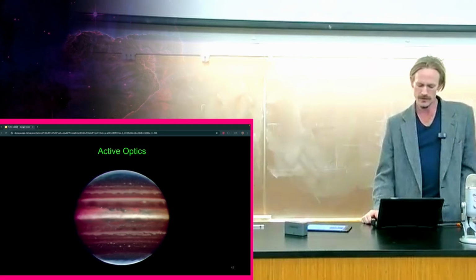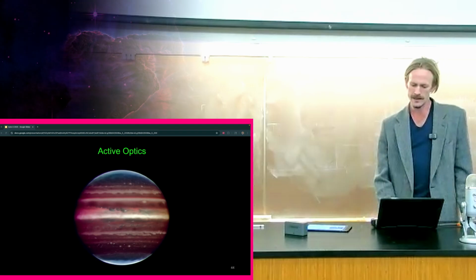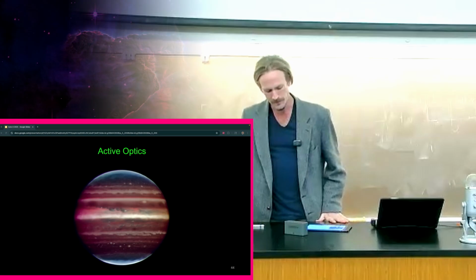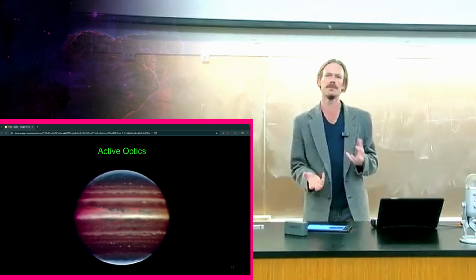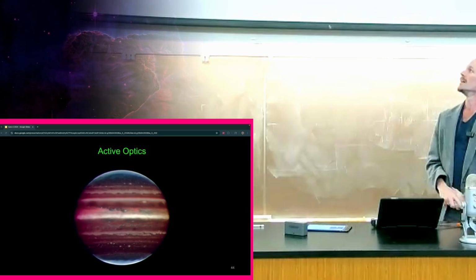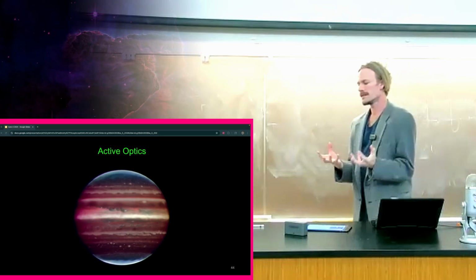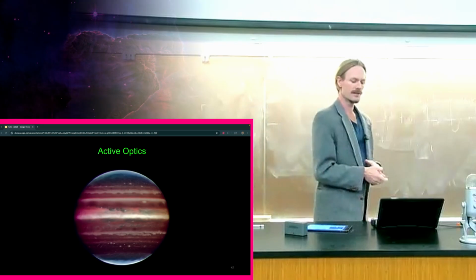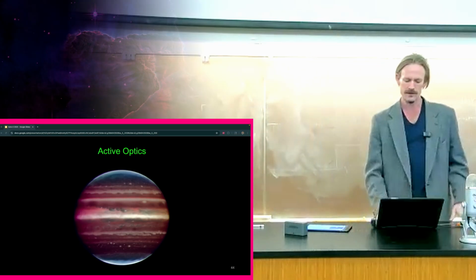And so, this was an early image of Jupiter that was taken using this principle of adaptive optics. That's a hard one to say too. Where the actual lenses are correcting for the atmosphere as they image whatever you're trying to take a picture of. So that's kind of cool.